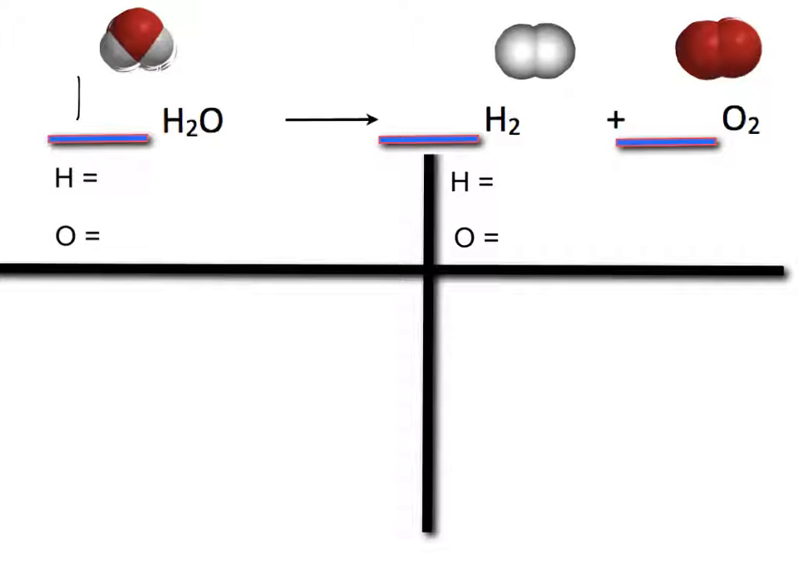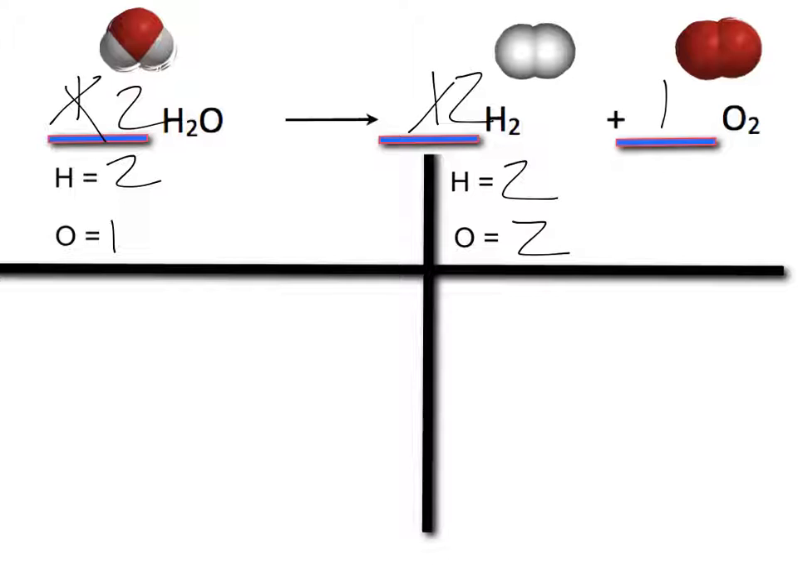In this problem, we have 1 H2O, 1 H2, and 1 O2 to start. On the H2O side, there are 2 hydrogens and 1 oxygen. On the other side, there are 2 hydrogens and 2 oxygens. To change this up, we have to make there be 2 H2Os, 2 H2s, and 1 oxygen, making the amount of hydrogens on the H2O side 4, the amount of oxygens 2, and on the other side the amount of H2s 4, and the oxygen remains as 2.